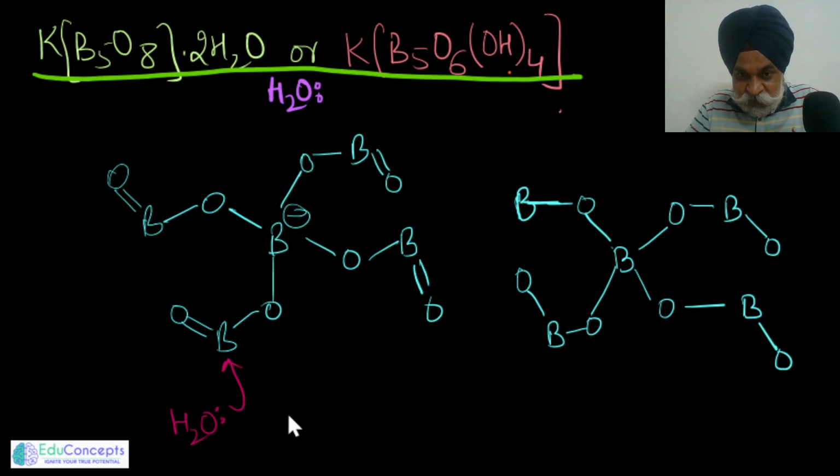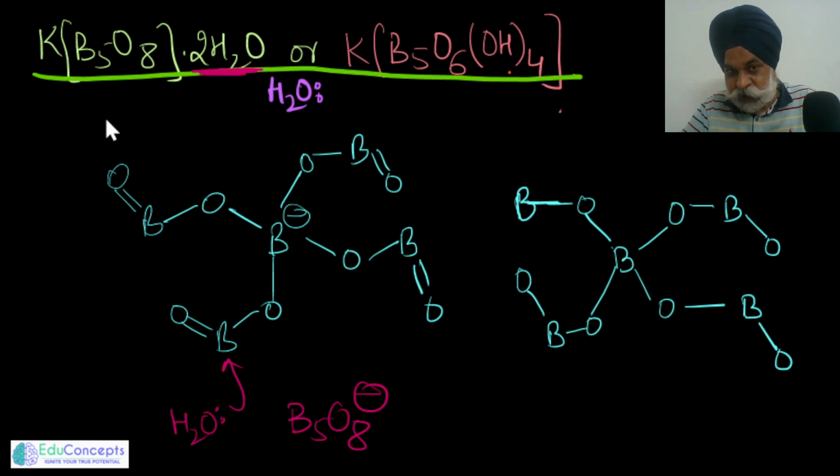A few minutes back we already have discussed B5O8 negative, that is this structure. Now in this case, how could you add water into it, because you have 2 moles of water shown in the paper. So water of hydration shown as 2. Is it actually the water of hydration? Let us check this out.